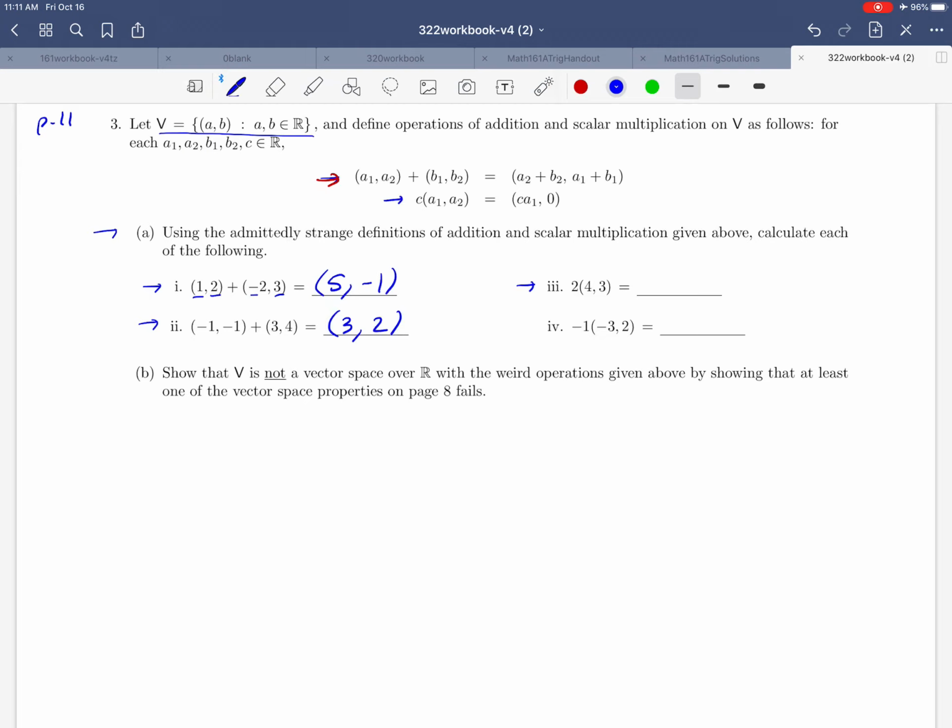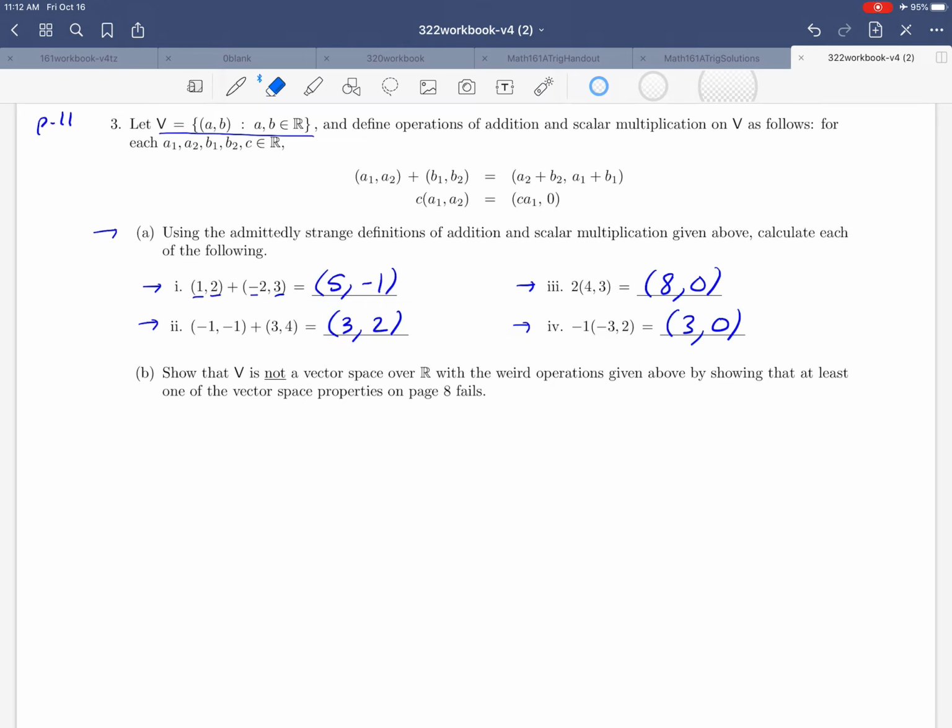Here's our definition of scalar multiplication, and it says we're going to take 2 and multiply it by the first coordinate to get 8, but we're always going to get 0 in the second coordinate. Okay, so there's our 0. All right, and then finally, let's see, negative 1 times (-3, 2) again. We're going to take negative 1 times negative 3 and get 3 in the first coordinate, and the second coordinate is going to be 0 by default, by the way that we defined multiplication.